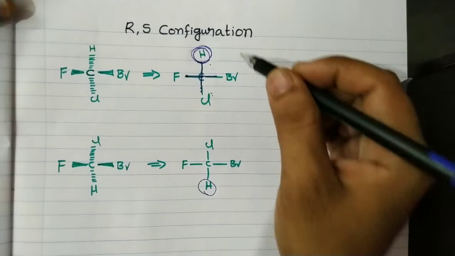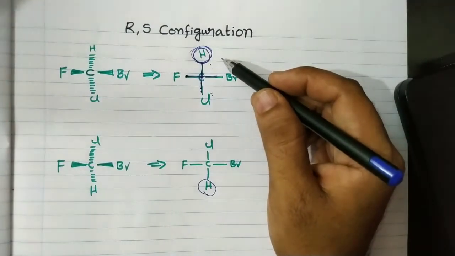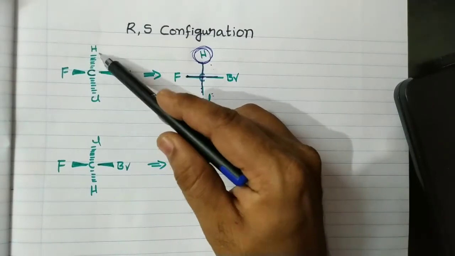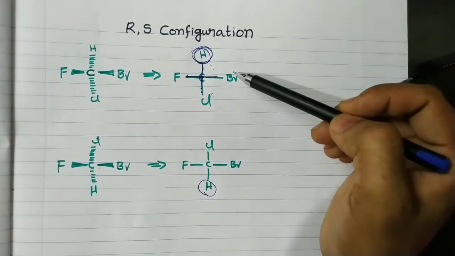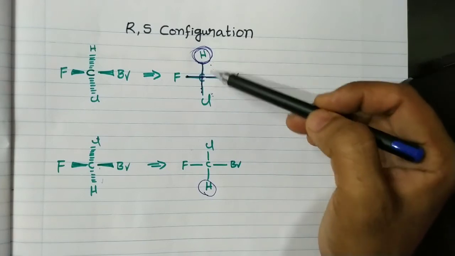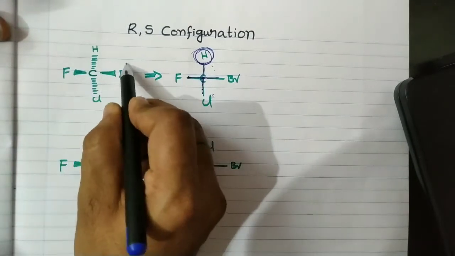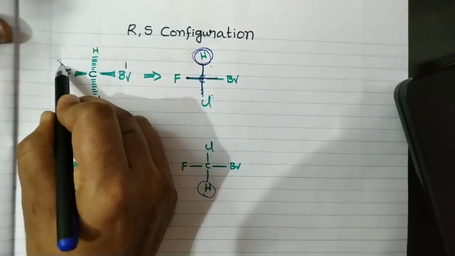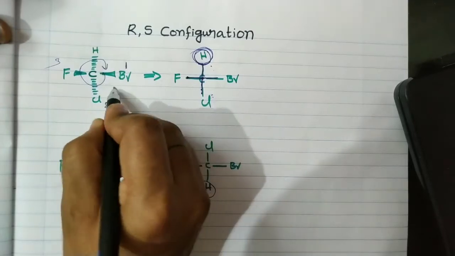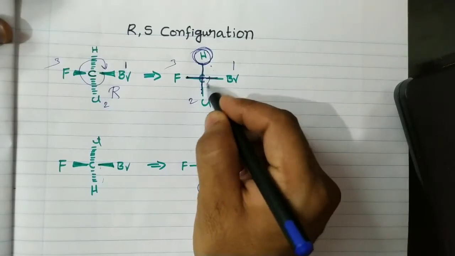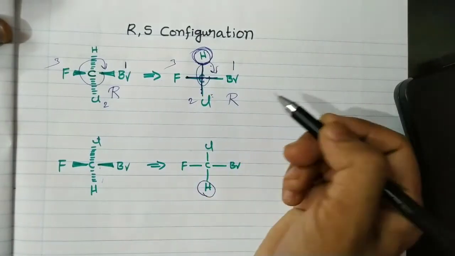In 3D representation the least priority group must be below the plane. In 2D representation, the Fischer projection formula, the least priority group must be on the vertical line. Now we can see the configuration here: first priority, second priority, this one third priority. So 1, 2, 3 clockwise direction, so R configuration. Here also the same: first, second, third priority, clockwise direction, R configuration.